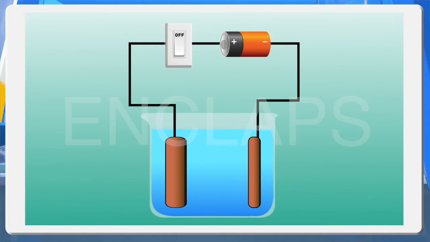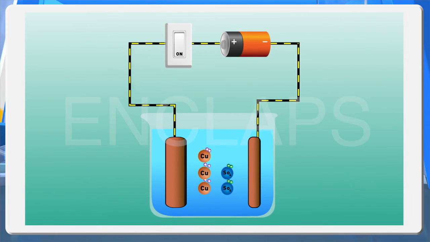A small piece of pure copper should be connected to the negative terminal of the battery, and the impure copper which has to be refined should be connected to the positive terminal of the battery. Here the electrolyte should be a mixture of copper sulfate solution with H2SO4.